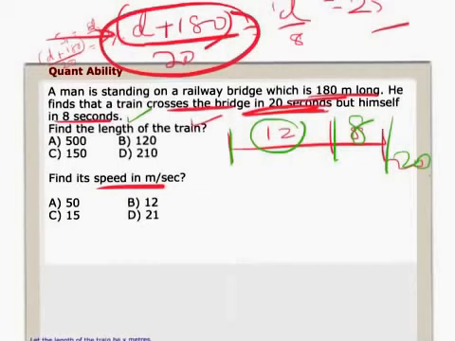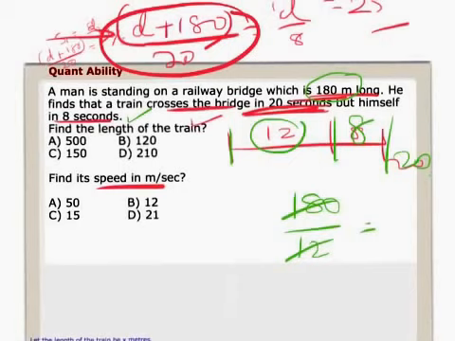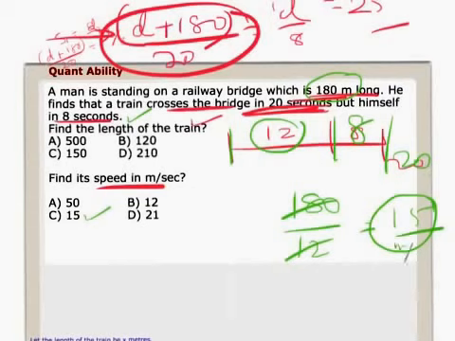So this means if I divide the distance of the bridge by this time, I'll get my answer. Yep. So if I divide these two things, I'll get my answer: 15. So the answer is 15. Sorry, 15 is the speed of the train. Now the second part is to find the length of the train.